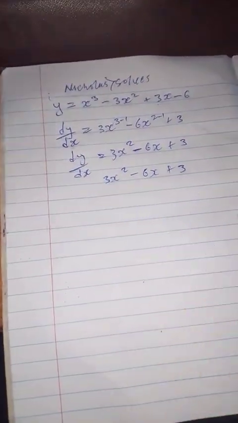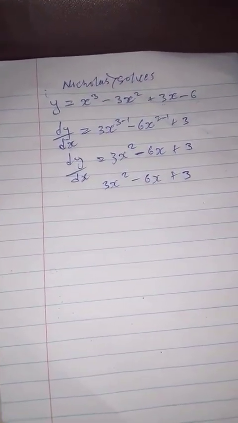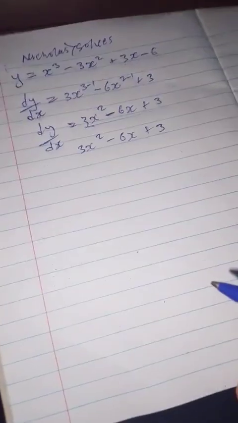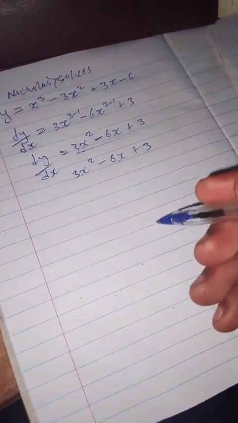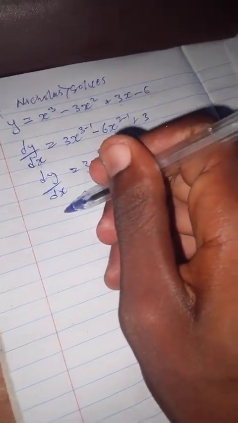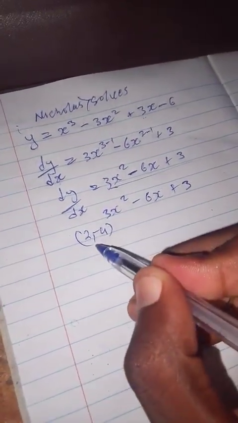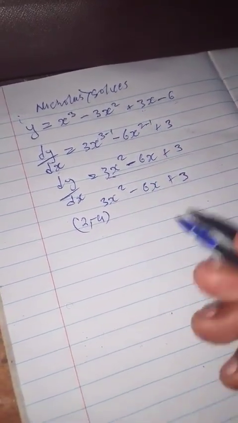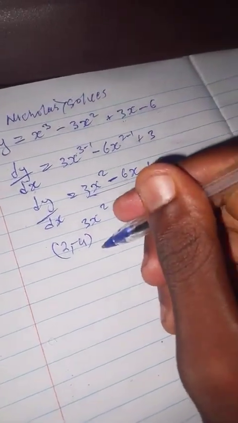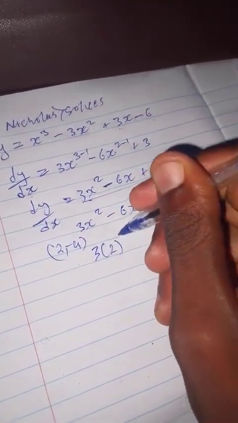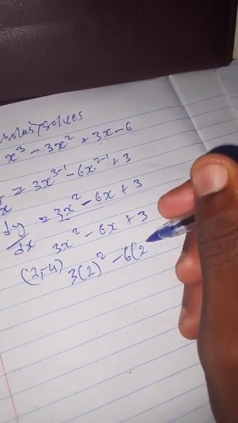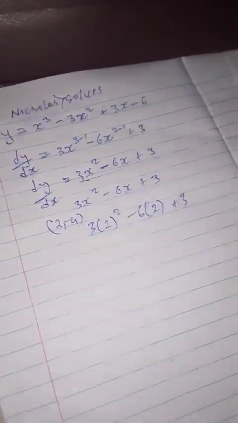So what we are going to do is replace where there is x with 2. We have found the derivative of this function, and now we want to find the gradient of this curve. So we are going to take these coordinates, which is 2 comma negative 4. Where there is x, we are going to replace it with 2. So I'm going to say 3 times 2 to the power 2 minus 6 multiplied by 2 plus 3. So this is what we have.